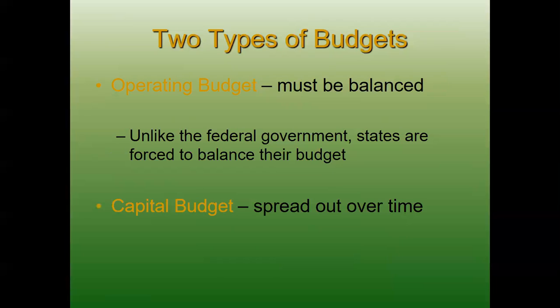When we talk about the budgets of states, we can talk about two separate things. To some extent, the idea that the budget has to be balanced every year is partially a misnomer. There are two types of budgets: an operating budget and a capital budget.